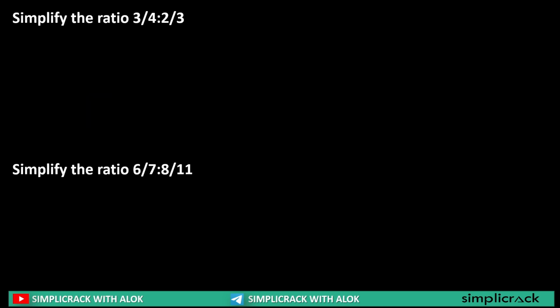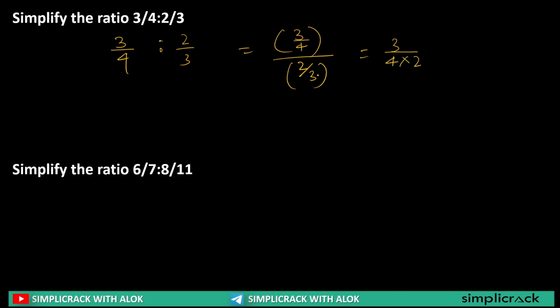Okay, now simplify the ratio 3 by 4 is to 2 by 3. So how will you solve this? First thing, in this question it can be written as 3 by 4 divided by 2 by 3. You need to understand this point very carefully. So this whole thing can be written as 3 by 4 multiplied by 3 by 2. This 3 will come to the upper side. So now it is 3 multiplied by 3 is equal to 9, 4 multiplied by 2 is equal to 8. So now the form is 9 is to 8.